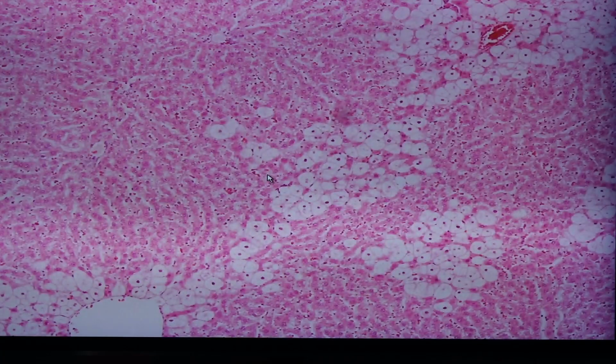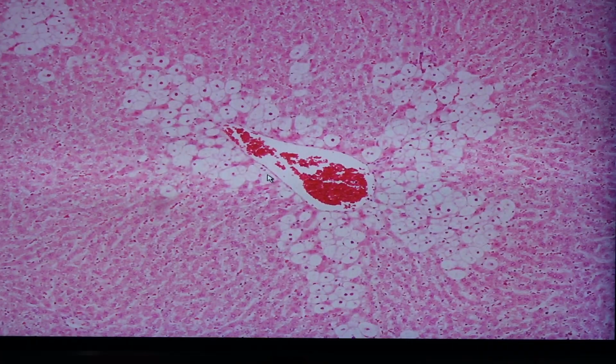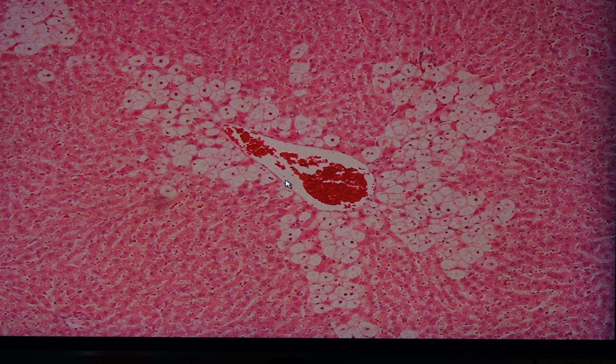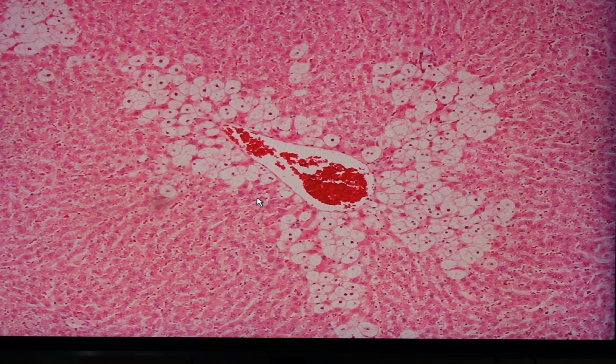Then we have slides 1 and 2, which are carbon tetrachloride poisoning. Carbon tetrachloride is a hepatotoxin. This condition would be mainly seen at the area of the central vein, which is called the centrilobular zone. What zone is this one? Zone 3. Okay. So what do we see here?